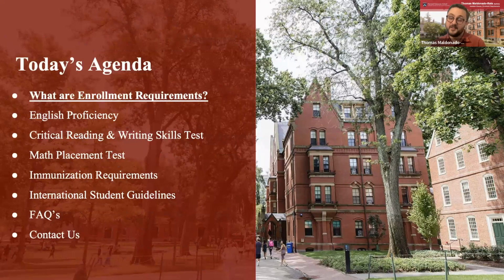So here's our agenda. First, what are enrollment requirements? We're going to go over the general categories of what we're going to talk about today. Then we're going to go over topics such as English proficiency, placement exams, such as the critical reading and writing skills test and the math placement test. We're going to go over immunization requirements, including COVID-19 vaccination requirements, and some general guidelines for international students who are seeking to enroll in courses with us. Like I said, we'll have some time for FAQs, questions that you may have as well, and I'll leave you with our contact information before the end.